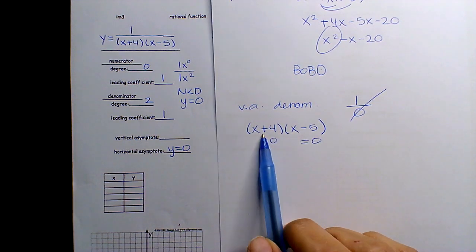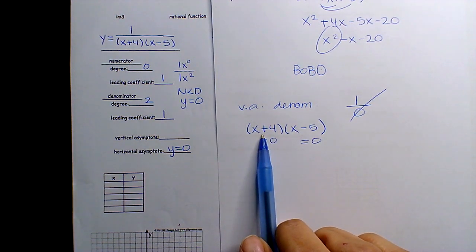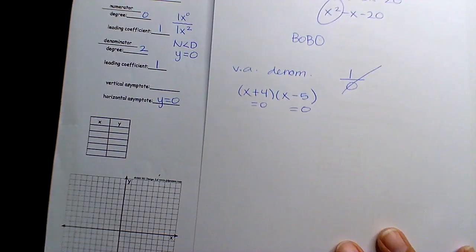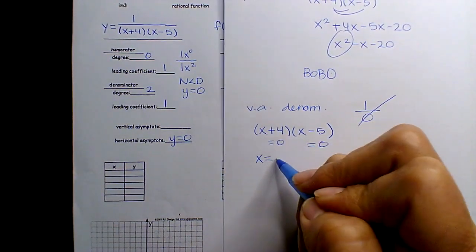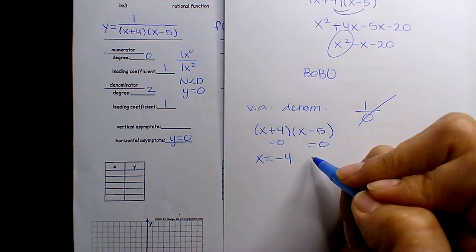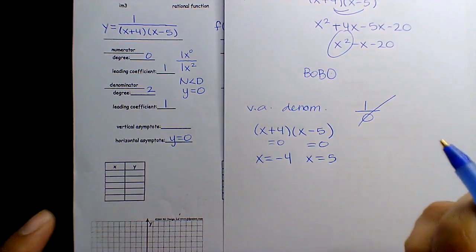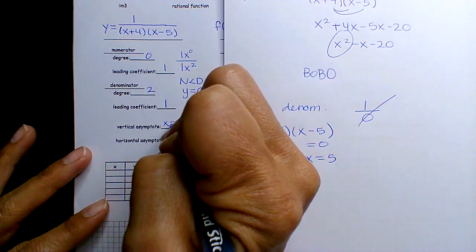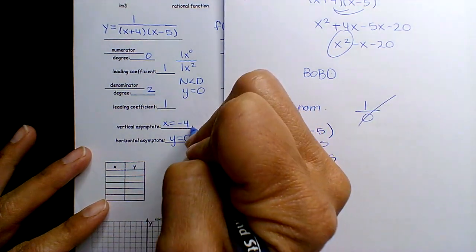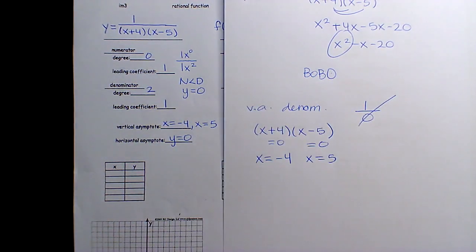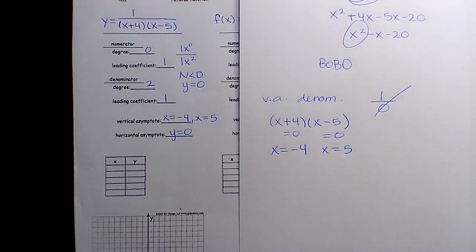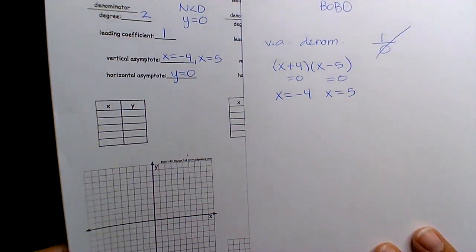So what would this be? What value of x would make it 0? Negative 4, and then what's the other? Positive 5. And so these are your 2 asymptotes. You have 2 of them.